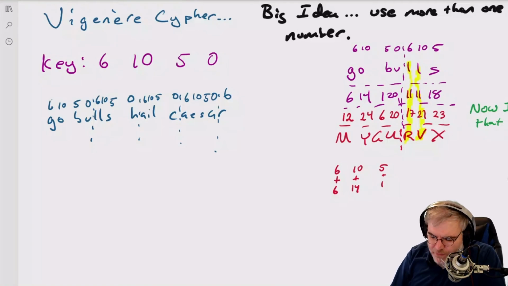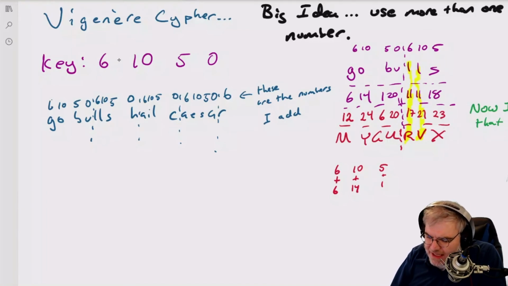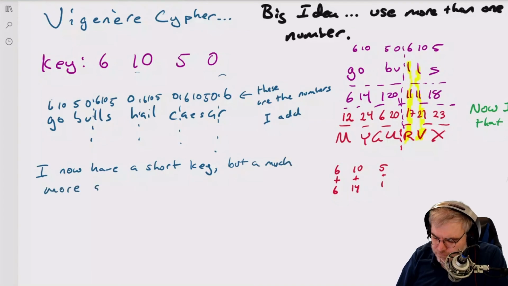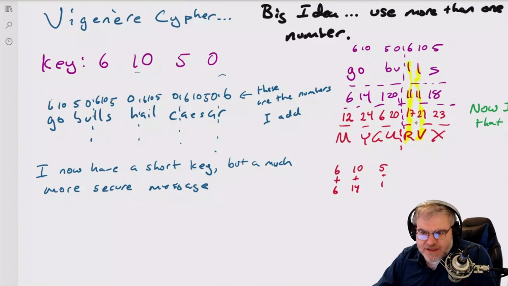And then when I encrypt, I'm going to add these numbers. So these are the numbers I add in each column. Okay. And what's just happened here is that I now have a 4-character key, 6, 10, 5, 0. So I have a short thing, but I have a much more secure message. Because look at these two L's. They didn't even get translated to the same letter.